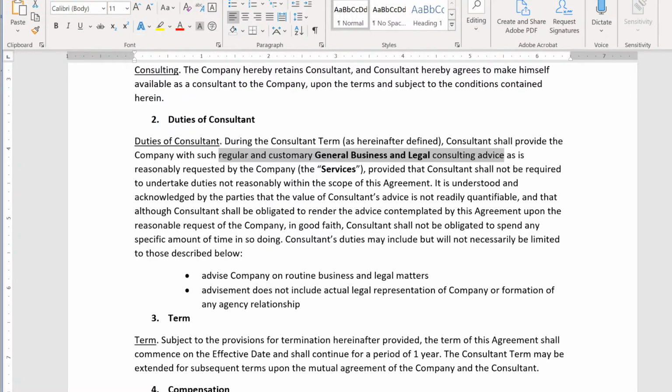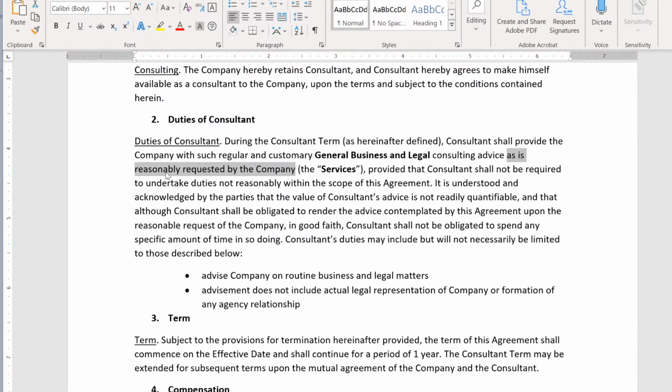So if I'm working as a business consultant, you should not send me to try to fight your traffic ticket, because that is not general business legal consulting advice. And further, I put "as is reasonably requested by the company." Anything that says "reasonable" is sort of a magic word in a contract. That means it's open to interpretation.